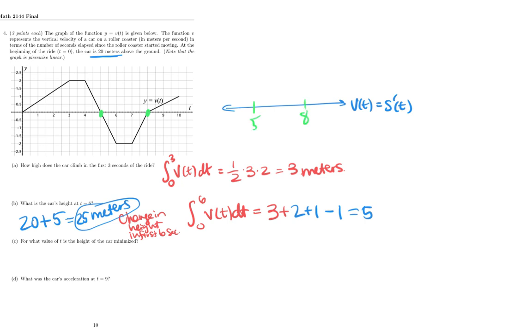In between 5 and 8, the velocity is negative. Before 5, the velocity is positive. And after 8, the velocity is positive. So that means that my position is increasing, and then my position is decreasing, and then my position is increasing. So the height of the car should be minimized at 8 seconds. And this is by the first derivative test.